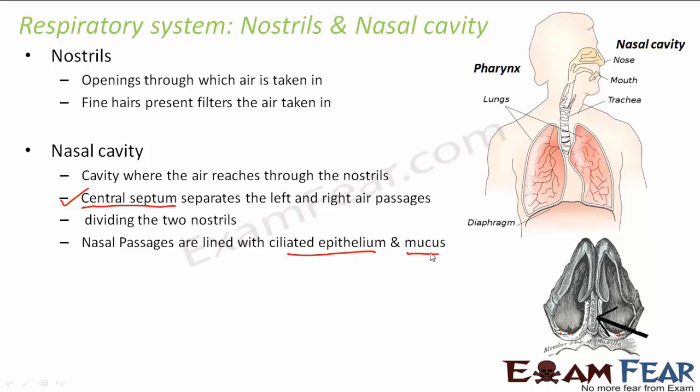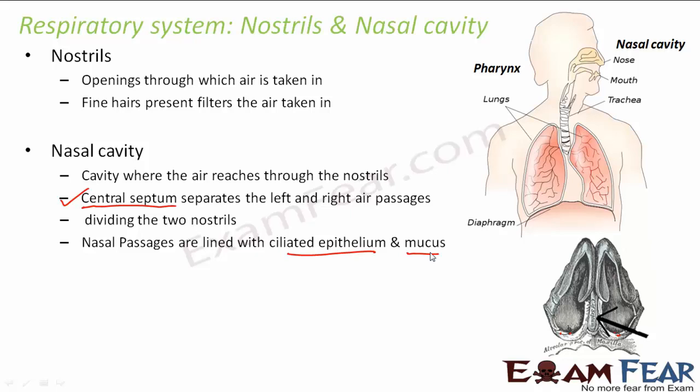So what do they do? Mucus, being a slippery watery substance, tries to moisten the air. It tries to make the air a little moist. And what does cilia do? Cilia tries to block the dust particles or microorganisms or any kind of germs present in the air. So the cilia, mucus as well as the fine hairs present in our nostrils all help to prevent the dust particles from entering our body with the air, right?